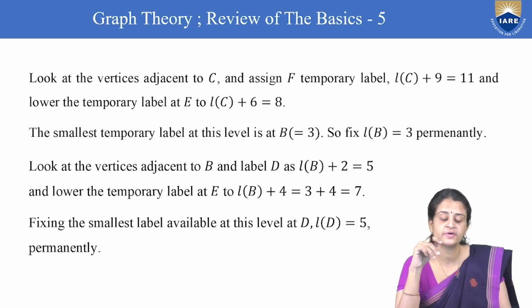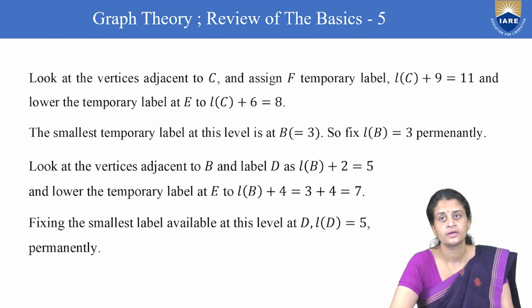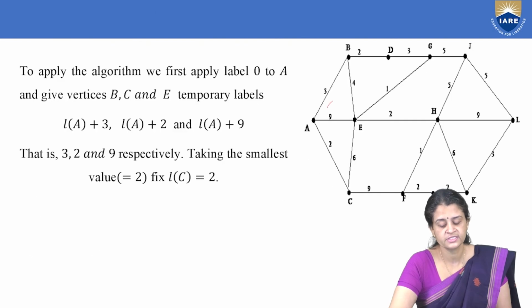Now look at the vertices adjacent to C. Which ones are here? It is F, E. Any other vertices adjacent to C? No. We then assign temporary labels to F and E. Here 2 plus 9 is 11, and this 2 plus 6 is 8. So first we got L of E to be 9, and now we got it to be 8. So now we have to reconsider this.